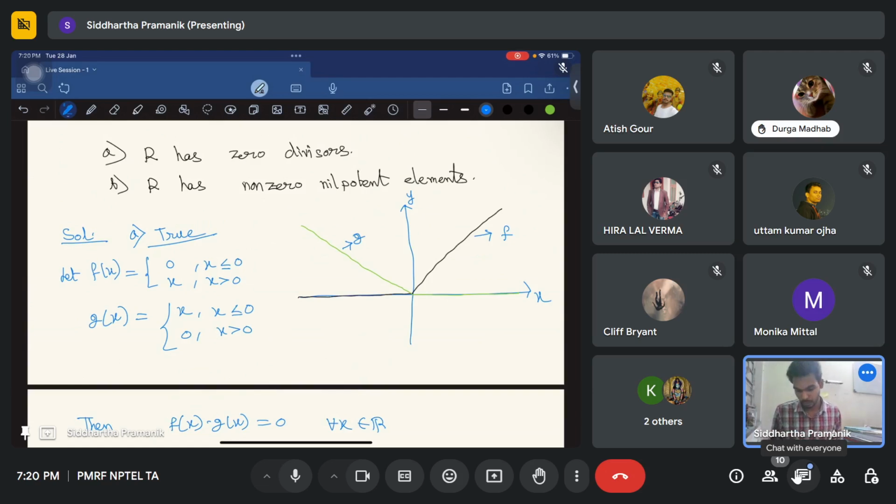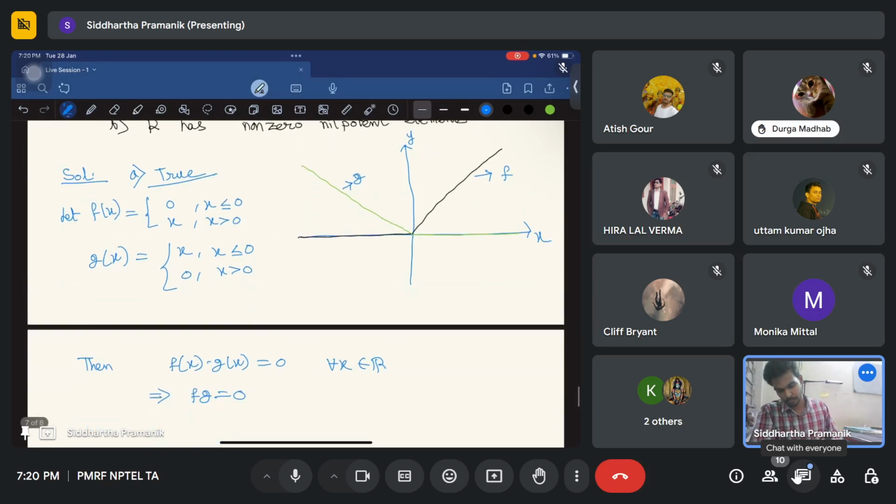Now what about the second statement? The second statement is much easier. Any answer? Anyone?